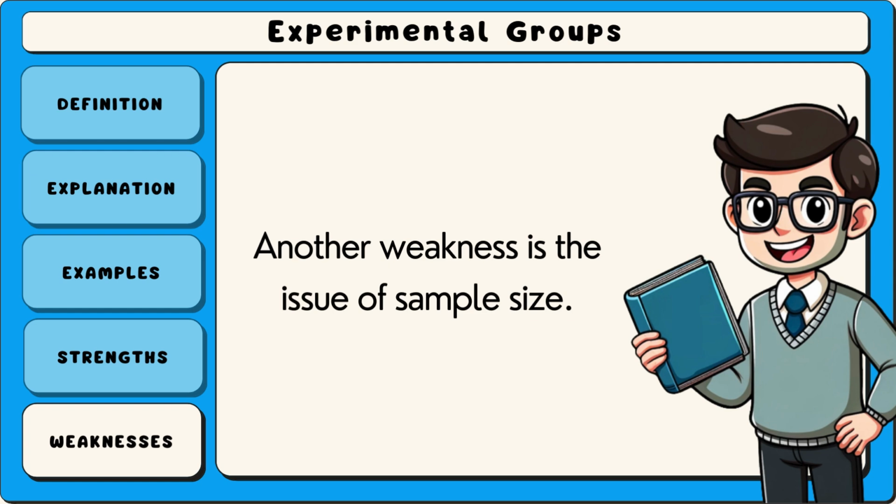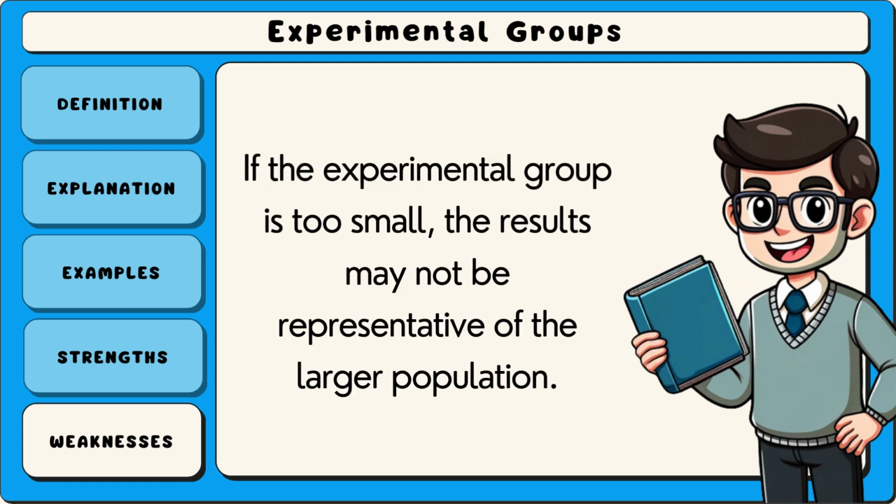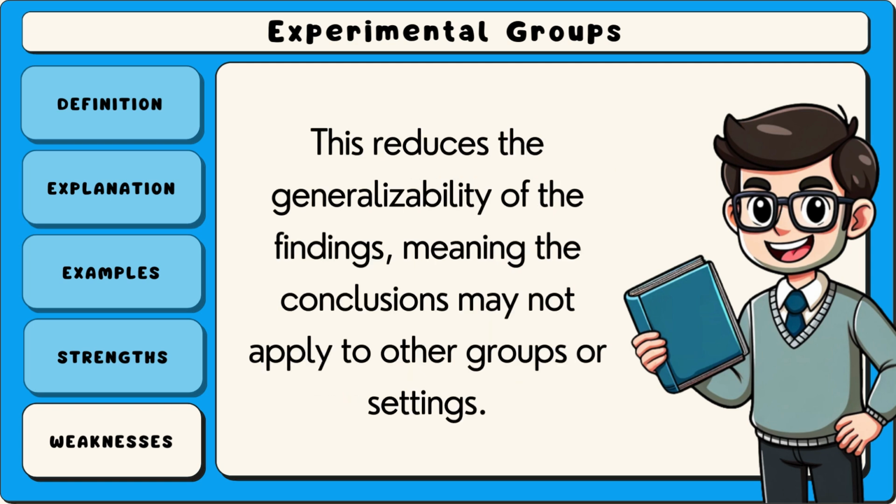Another weakness is the issue of sample size. If the experimental group is too small, the results may not be representative of the larger population. This reduces the generalizability of the findings, meaning the conclusions may not apply to other groups or settings.